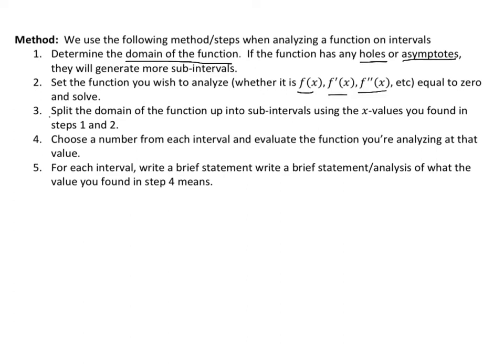Step 3, you split the domain of the function up into subintervals using the x values that you found in steps 1 and 2. The example that I just did didn't have any holes or asymptotes, so we just used the 0 that we found from step 2, but sometimes we get them from step 1 as well. The next step is to choose a number from each interval and evaluate the function that you're analyzing at that value. Finally, for each interval, you write a brief statement or analysis of what you found and what that means. Then you repeat that for all the intervals, and then you're done. You've completed your analysis. So this is the method we're going to use.